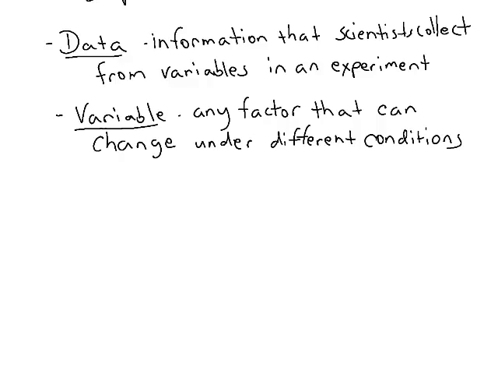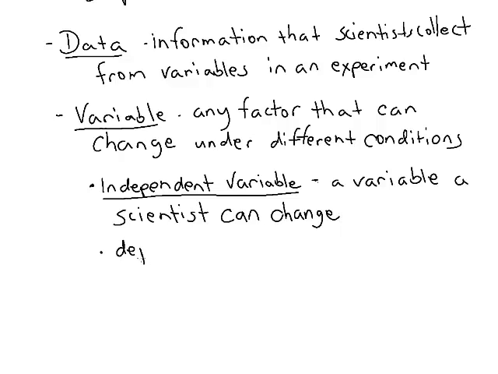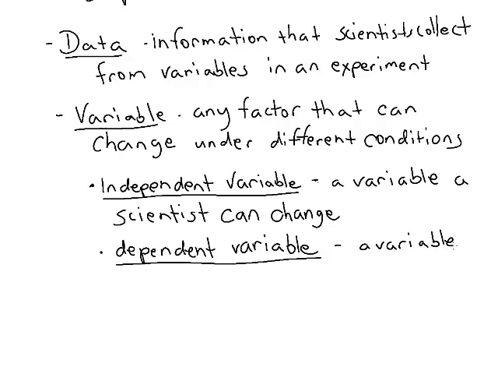An independent variable is a variable that the scientist can actually change. So if we go back to our example, we can change the amount of vitamin C from 500 milligrams to 1,000 milligrams. That would be a variable. Now, the effect of doing this will change another variable, which is called the dependent variable. In this case, changing the amount of vitamin C that we're giving someone would affect the duration of the cold, or time, which is going to be our dependent variable.